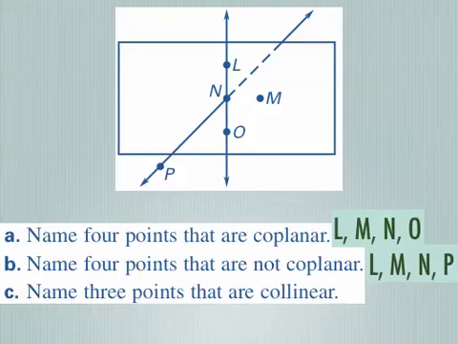C asks us to name 3 points that are collinear. Well, we have 2 lines in this picture. We have the line with P and N and there is not another point given on that line, so we cannot name 3 points that are collinear from that line. But if you look at the line going vertically, we have L, N, and O all on that line. So 3 points that are collinear would be L, N, and O.